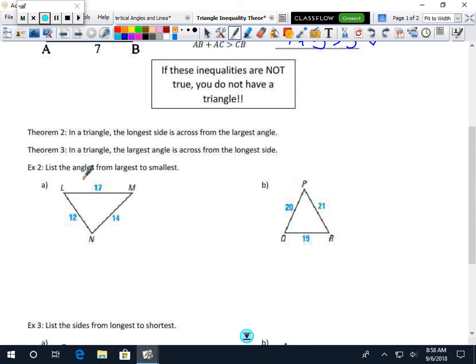Looking at this example, we want to list the sides from largest to smallest. My largest side is 17, so I'm going to put an L with that. Then the medium side would be 14. And then the smallest side is 12, so I'm going to put an S. And I'm listing the angles from largest to smallest. So now that I know my largest side, across from the largest side is always going to be the largest angle. So if my largest side is 17, the largest angle is angle N.